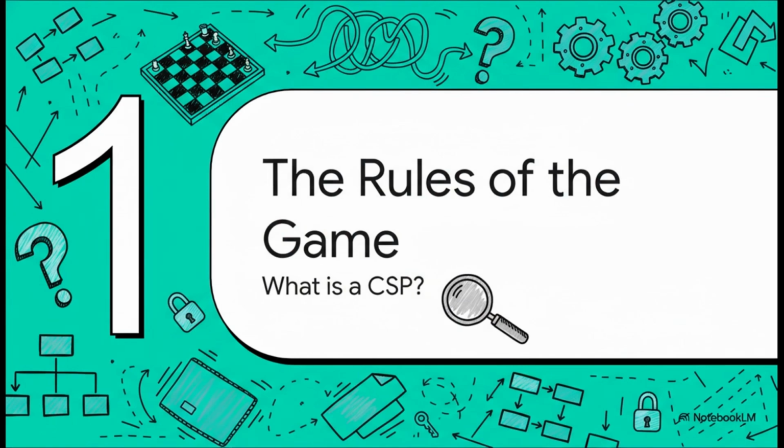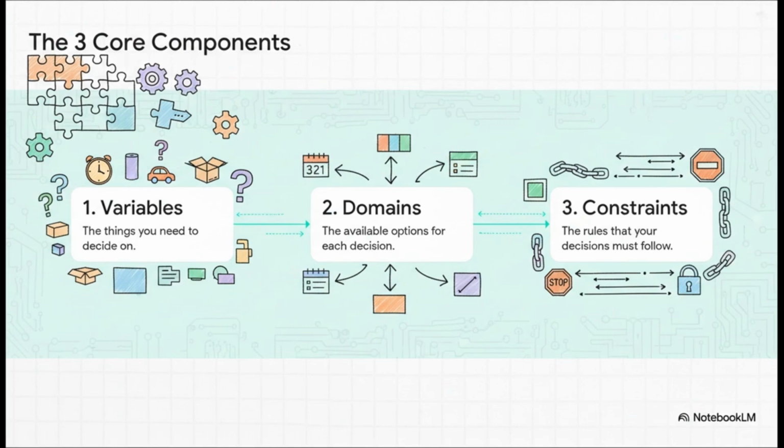Well, to do that, we've got to learn the official rules of the game. This is what people in computer science call a constraint satisfaction problem, or just CSP for short. Here's the cool part. Every single one of these puzzles, I don't care how complicated it looks, can be broken down into just 3 core components. You've got your variables, your domains, and your constraints. So let's break down what each of those actually means.